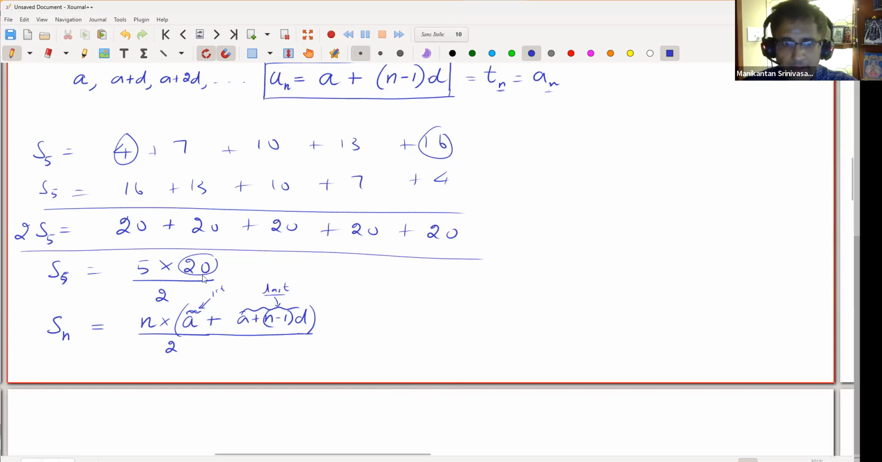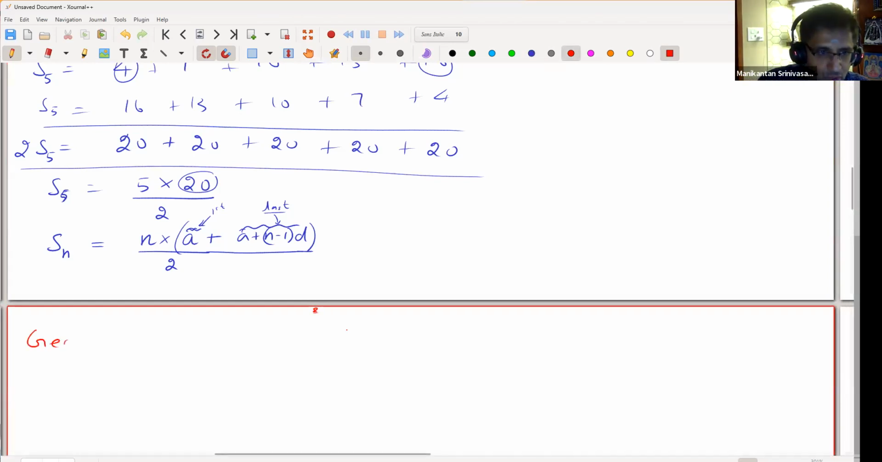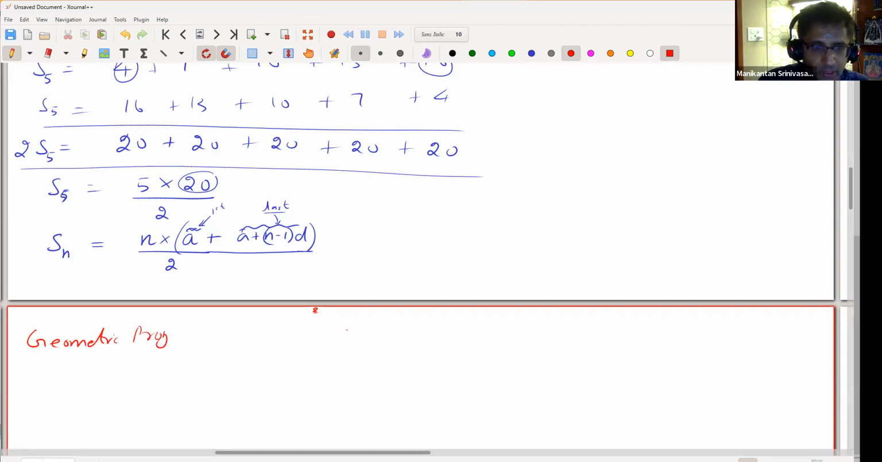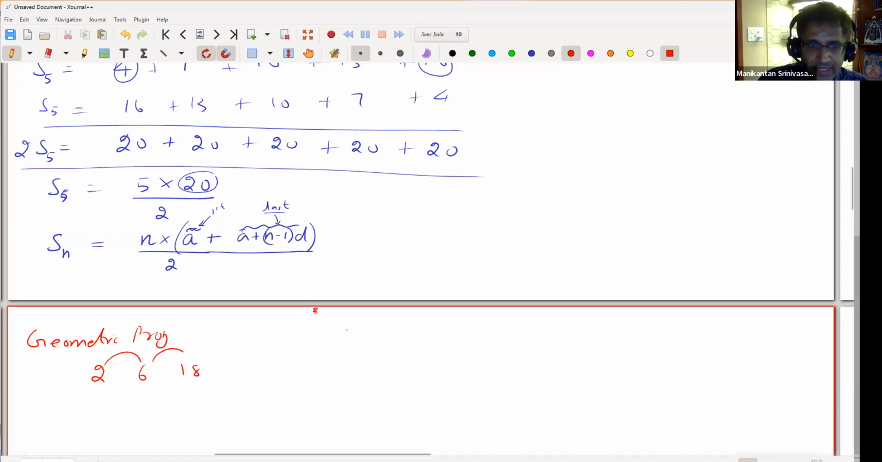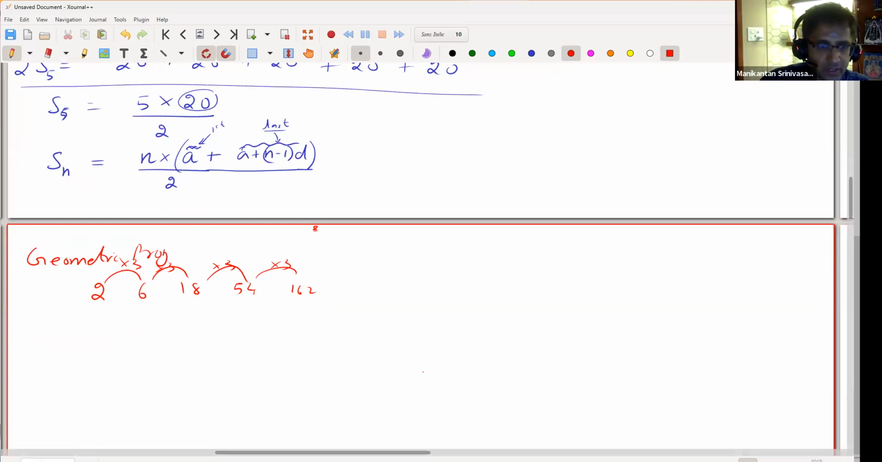Okay. Next. Similar to arithmetic progression, the other important progression that you need to know is geometric progression. Geometric progression is where the ratio between successive terms is the same. So 2, 6, 18, 54, like 54 times 3 is 162. Just like you have additive hops, you have multiplicative hops in this example: times 3, times 3, times 3, times 3, right? So how do I find the fifth term?